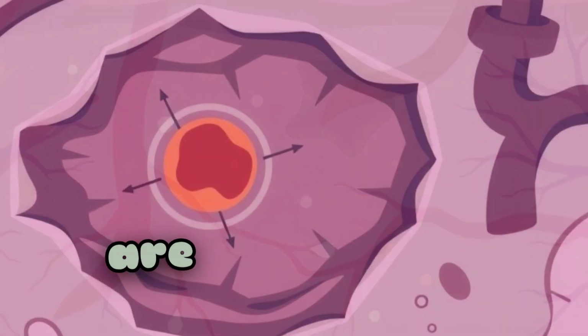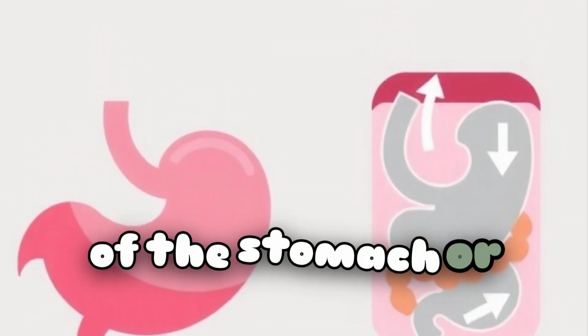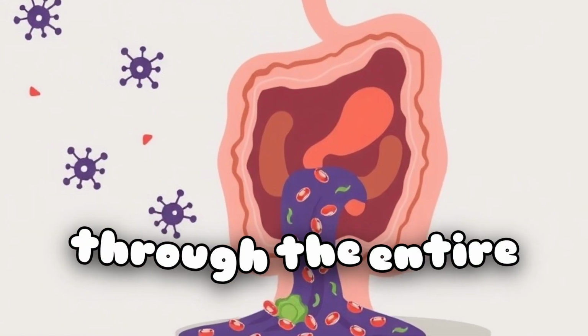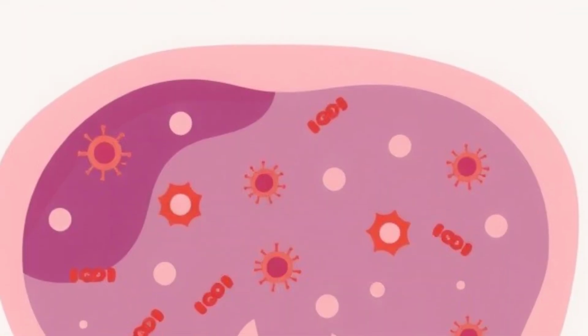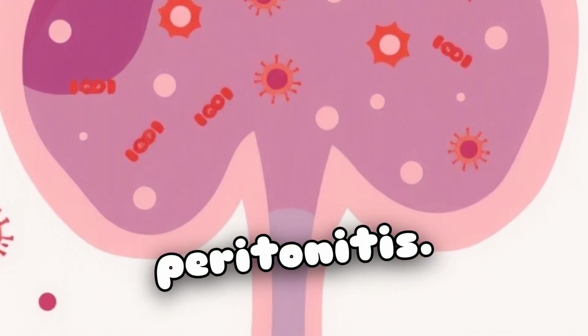Complications of peptic ulcers. Blood vessels are damaged as the ulcer erodes into the muscles of the stomach or duodenum. An ulcer can erode through the entire wall. Bacteria and partially digested food spilled into the peritoneum equals peritonitis.